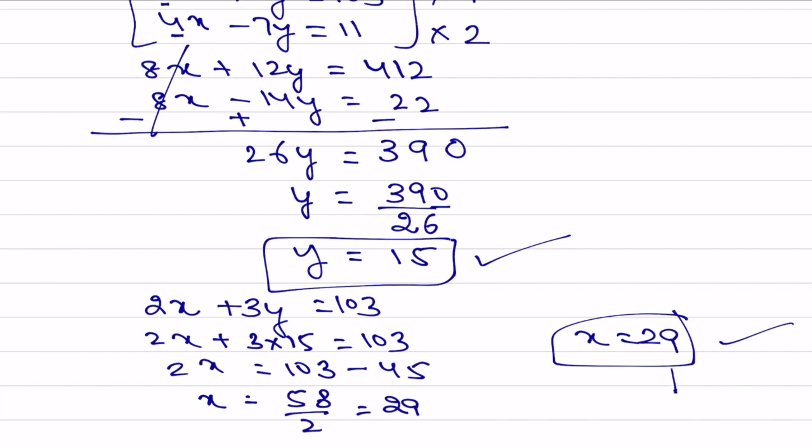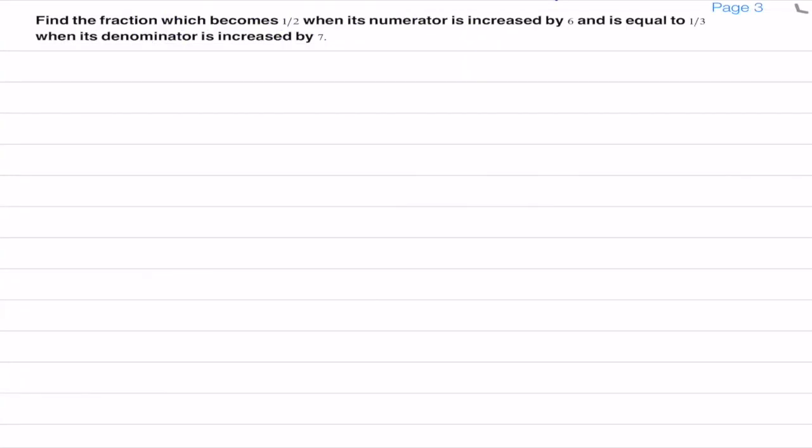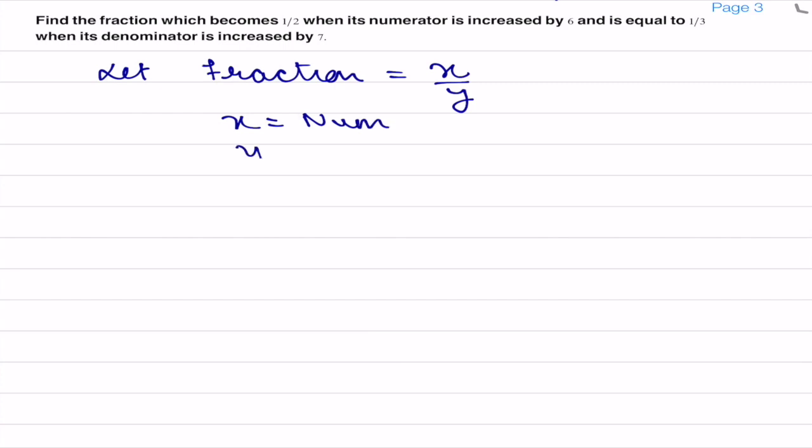That's the answer. Let's take another example which is based on fractions. Find the fraction which becomes 1 by 2 when the numerator is increased by 6 and is equal to 1 by 3 when the denominator is increased by 7. So this question is based on fractions. So first we'll suppose let the fraction be x upon y, where x is the numerator and y is the denominator.